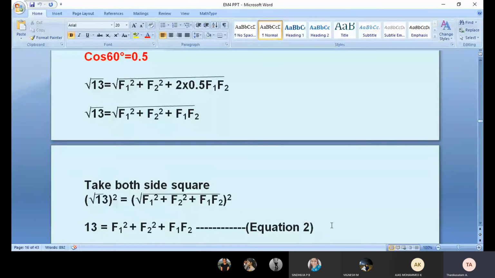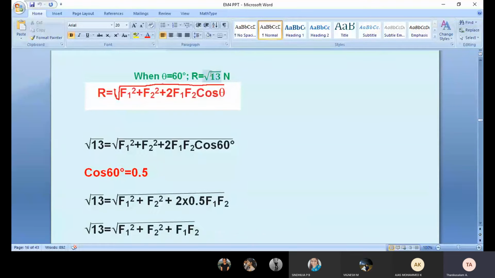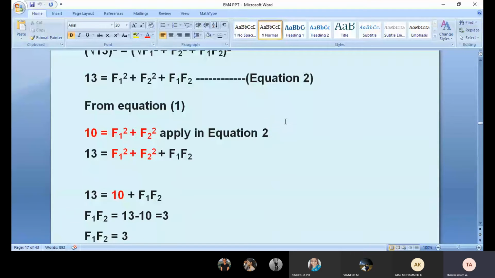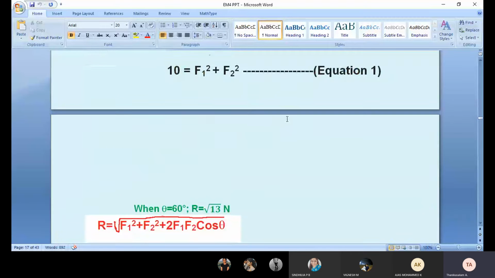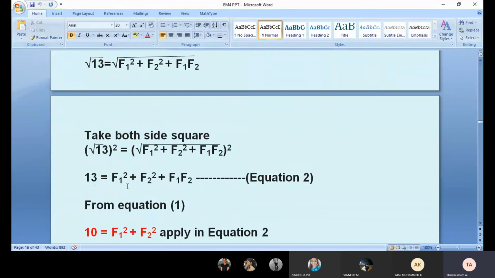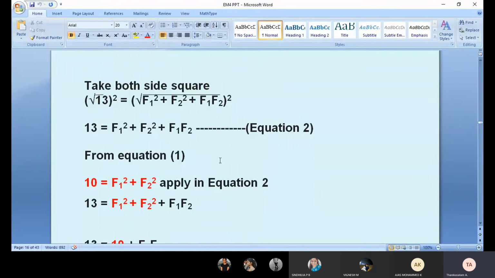So equation 1 is case 1, and equation 2 is case 2. What is case 2? Theta equals 60 degrees, R equals root 13. See, same two forces only; the angle is different and the resultant is different. Now, we know equation 1: 10 equals F1 square plus F2 square. Equation 2: 13 equals F1 square plus F2 square plus F1F2.